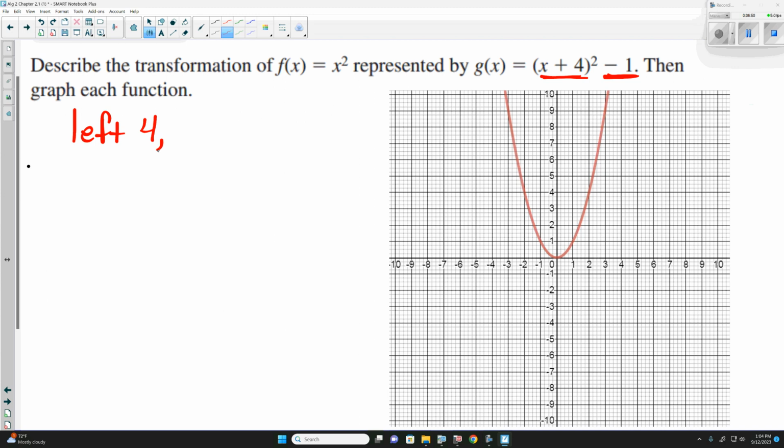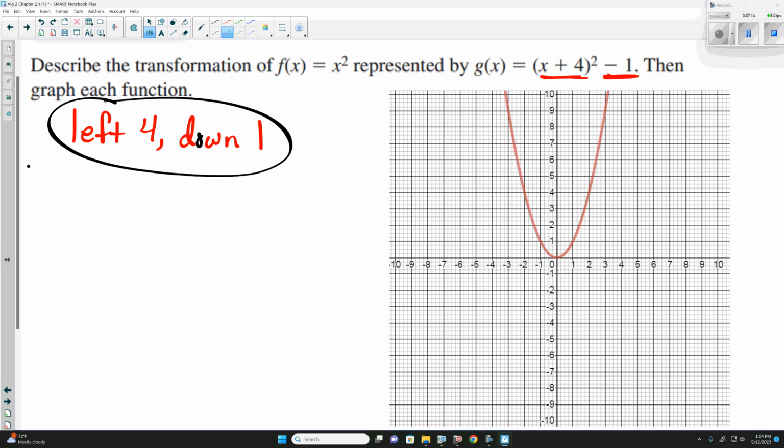Now the other one is the minus 1. Now outside is moving it up or down. And it's exactly what we think it is. Since it's minus 1, it is down. How far? 1. Down 1. And that's the answer.